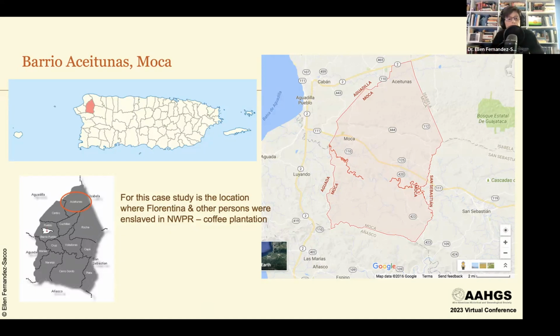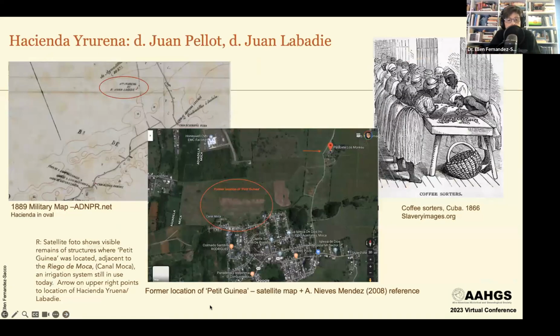And then the map for the barrios can show you where Aceitunas is. It's the very northernmost municipality of Moca. And you could see that 5 different municipalities border Moca. When you study a plantation, you want to find out about that location, because if they straddle different municipalities, then some of those record sets could potentially be split. So your information may not all be in Moca, it could be in Isabela, or in Aguadilla, for example.